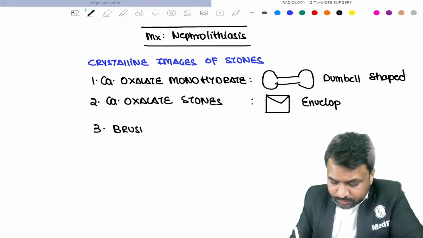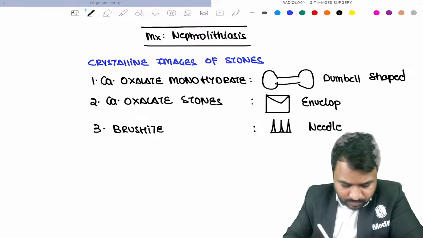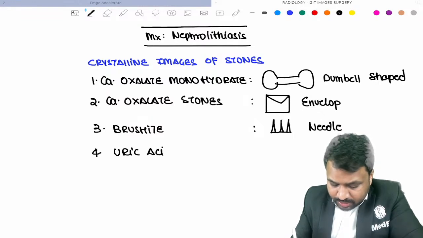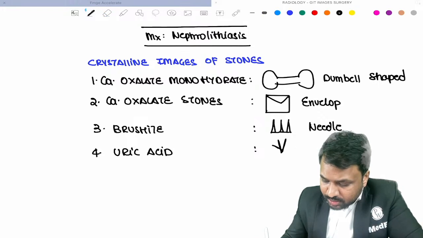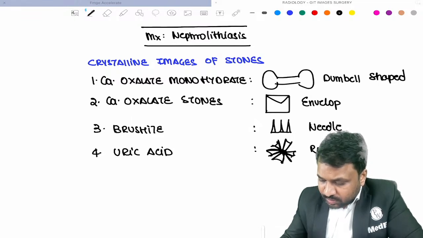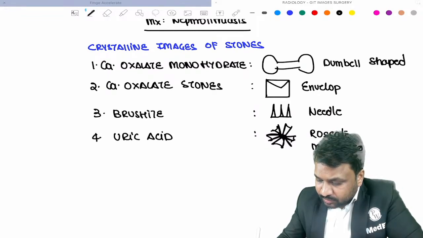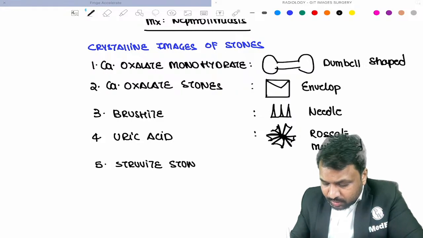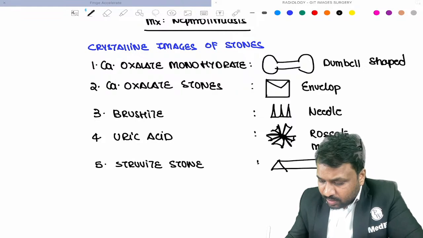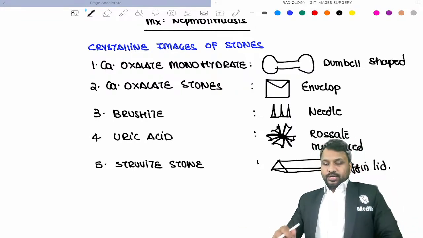Then you have the brucite stone. Brucite will be like this, sharp needles which are present. So this is needle shaped. Then you have the uric acid stone, which is going to be in a rosette manner. This is your rosette manner. Sometimes it is also called multi-rosette or multi-faced. Then you have the struvite stone. This is going to be in this particular manner, and this is what we call the coffin lid presentation.